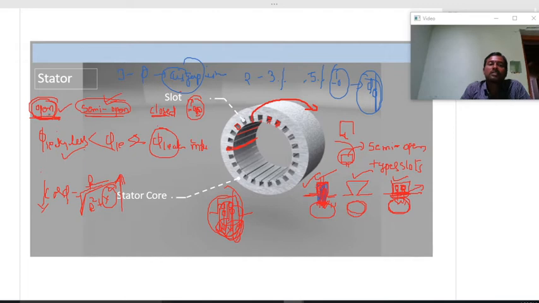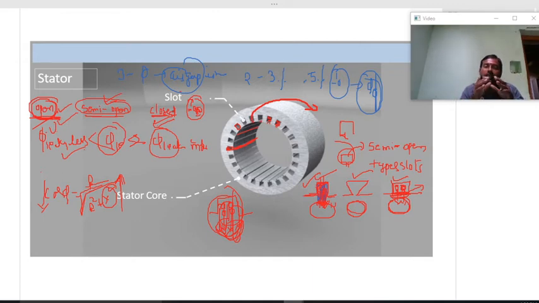The third one is leakage flux. Leakage flux in the open type slots is less, and leakage flux in closed types is more, because it is closed, so the stator conductor flux cannot link, and most of the flux cannot link with the rotor. In semi open types it is moderate. The linking flux will be more in open types and less in closed types. So these are the major differences.